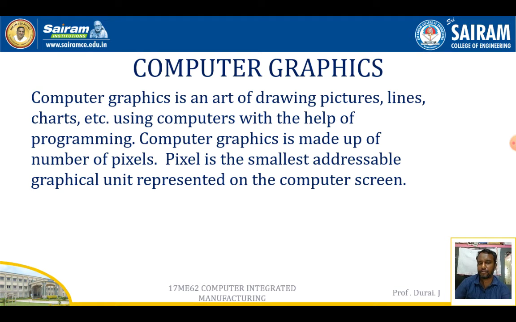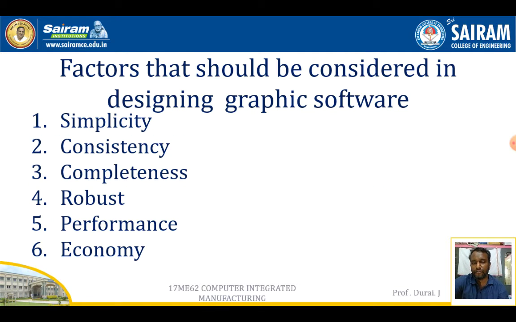The computer graphic is made up of a number of pixels. Pixel is the smallest addressable graphical unit represented on the computer screen. It was developed in the 1960s. So mainly this computer aided graphics is used to create the line or circle in the design software.